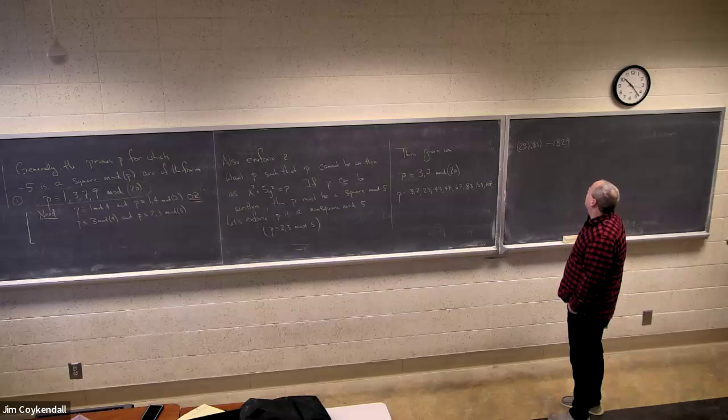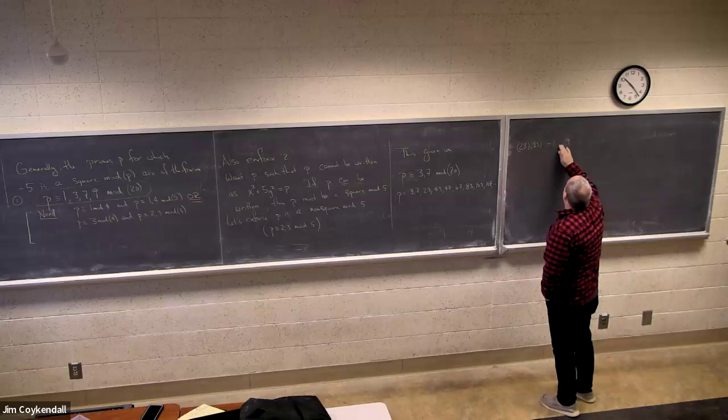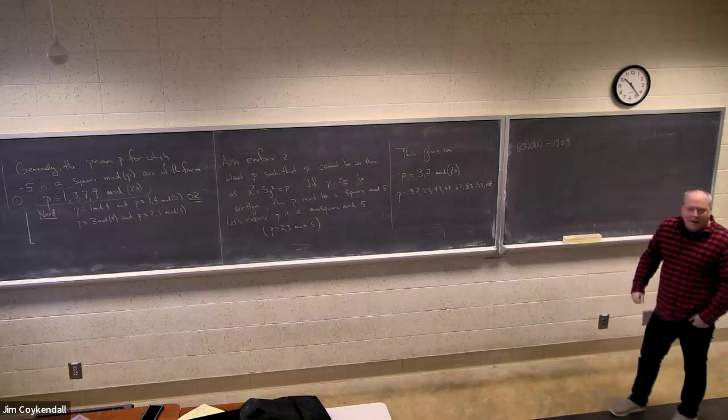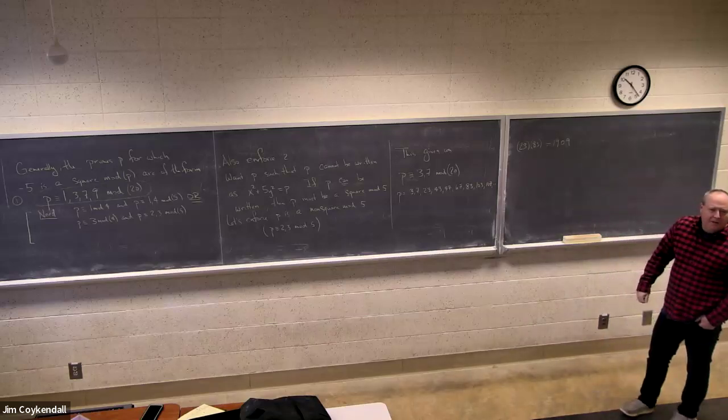Right, doesn't it? 1909. Yeah, it's 1909. Where did that go? I totally did that in my head. I promise you that that is a square plus 5 times a square.